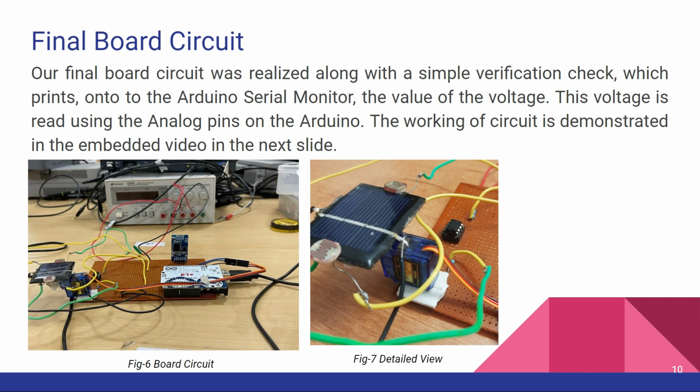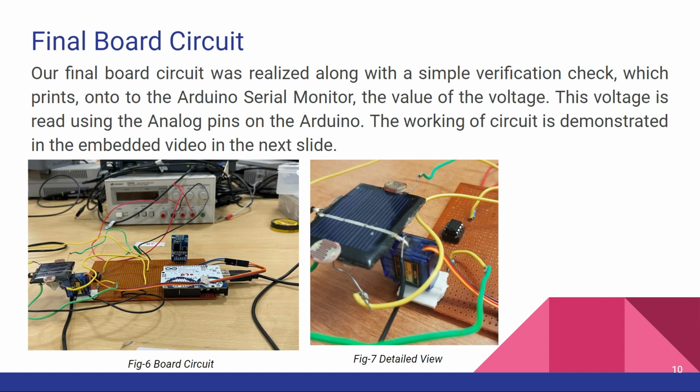The realization of our final board circuit included a simple verification check, which, to confirm our voltage values and the functioning of our circuit, prints onto the Arduino serial monitor the value of the voltage difference between the two LDRs. This voltage is read using the analog pins on the Arduino using the analogRead function of the Arduino IDE. The working of the circuit is demonstrated in the embedded video in the next slide.